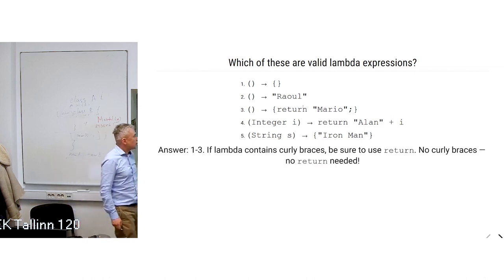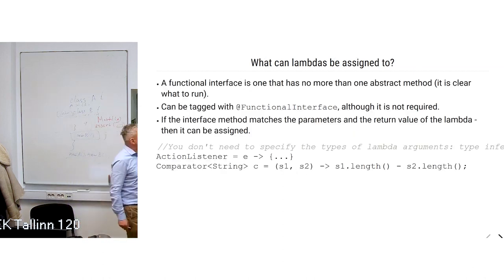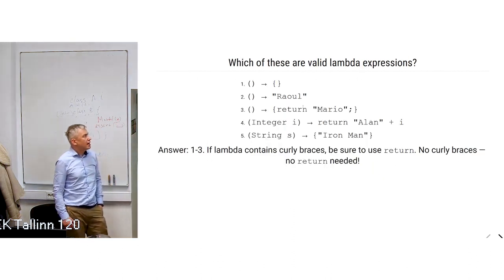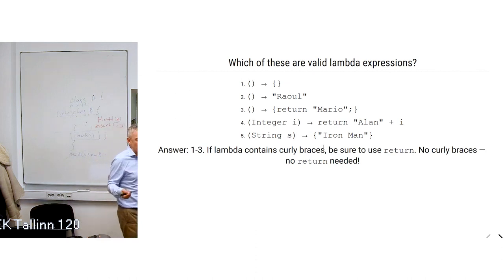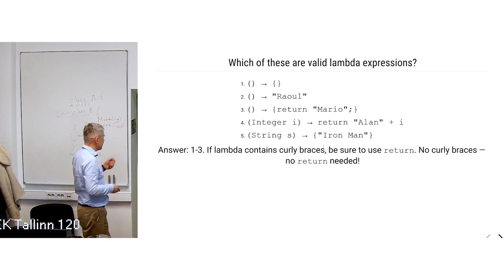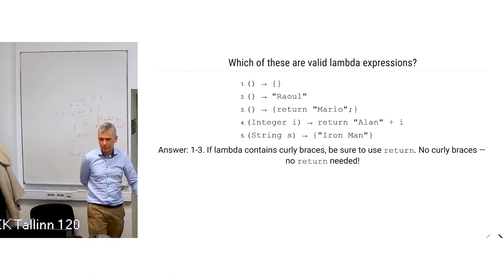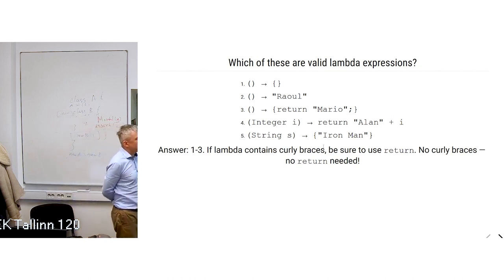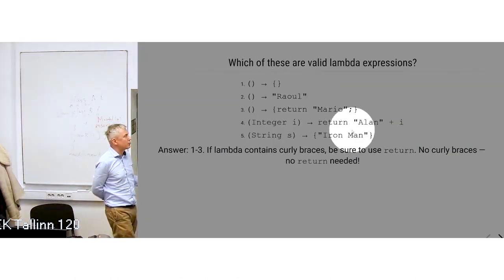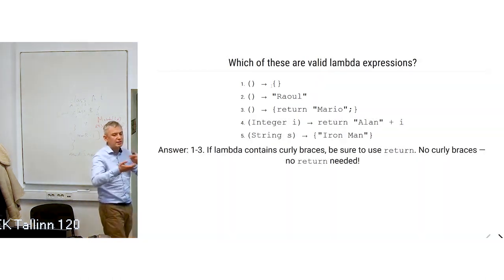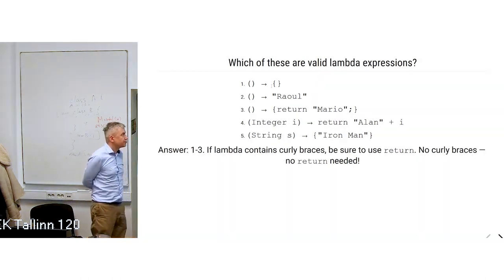Okay, so what can lambdas be assigned to? These are lambda expressions. Each expression, like 2 plus 2, has a value, and this value can be assigned to some variable, like an integer variable, int i equals 2 plus 2. And here we have lambda expressions. A lambda expression is not the result of this expression. It's another sort of indirect call.